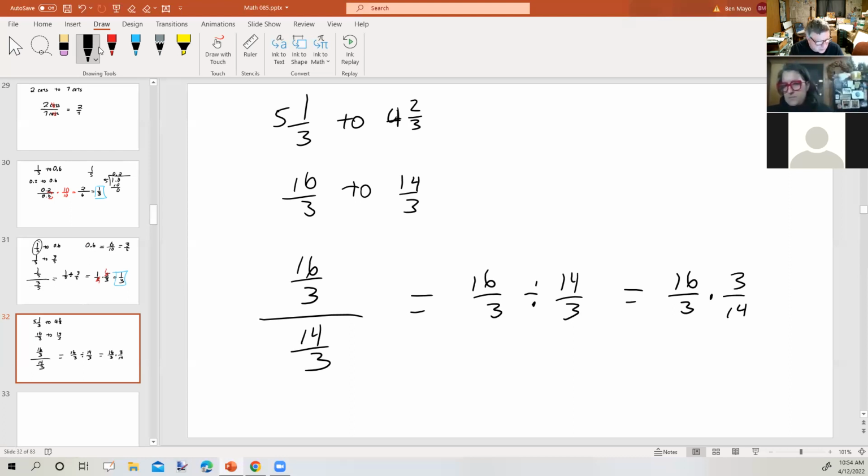I know you're thinking, does this problem ever end? Now, the 3 is reduced to 1/1. 16 divided by 2 is 8. 14 divided by 2 is 7. So we end up with 8 to 7. So the ratio of 5 1/3 to 4 2/3 is 8 to 7. Any questions about any of the steps there?